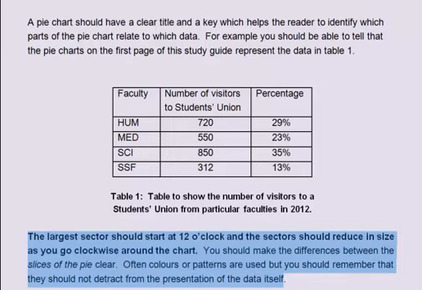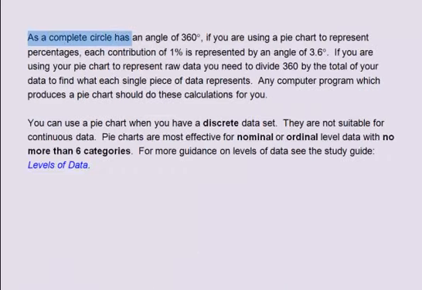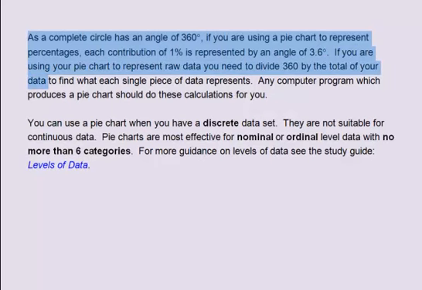As a complete circle has an angle of 360 degrees, if you are using a pie chart to represent percentages, each contribution of 1% is represented by an angle of 3.6 degrees. If you are using your pie chart to represent raw data, you need to divide 360 by the total of your data to find what each single piece of data represents. Any computer program which produces a pie chart should do these calculations for you.